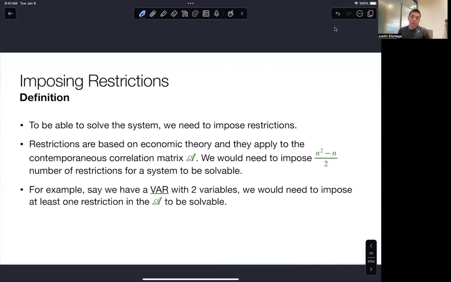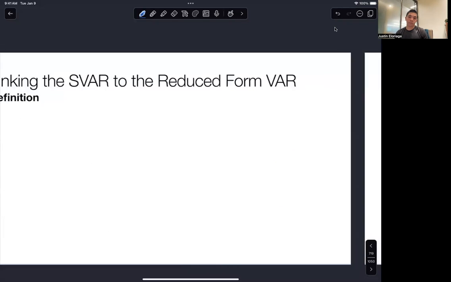in order for this system to be solvable. So for example, say we have a VAR with 2 variables. What we would need to do is impose at least 1 restriction in matrix A to be solvable, right? So why is that the case? Well, if you recall, we have (n squared minus n) divided by 2. If we have 2 variables, that's (4 minus 2) divided by 2, 2 over 2 is equal to 1, which means that we need to impose at least 1 restriction in order for our system to be solvable. So that's the computation.